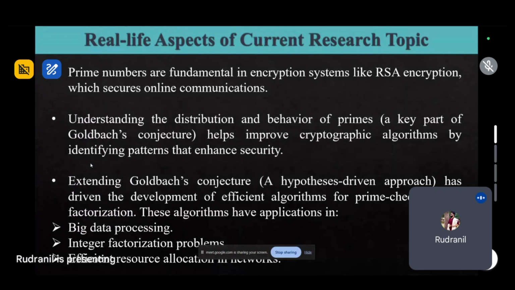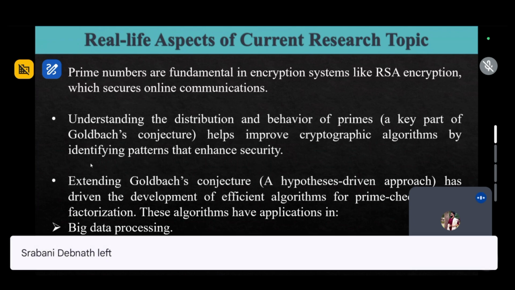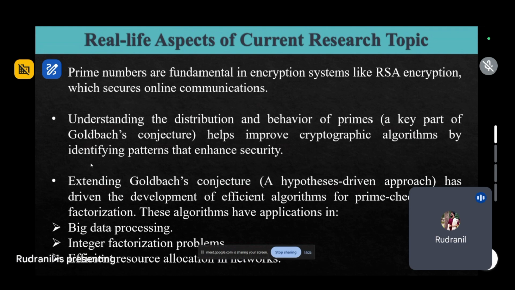So these are the real-life aspects of our research topic: prime numbers are fundamental to the RSA encryption and distribution process, which secures online communications. Extending the Goldbach conjecture, which is already a hypothesis-driven approach as we have stated here, has driven the development of efficient algorithms for prime checking and factorization. They also have real-life applications, like big data processing, integer factorization problems, efficient resource allocation, etc.